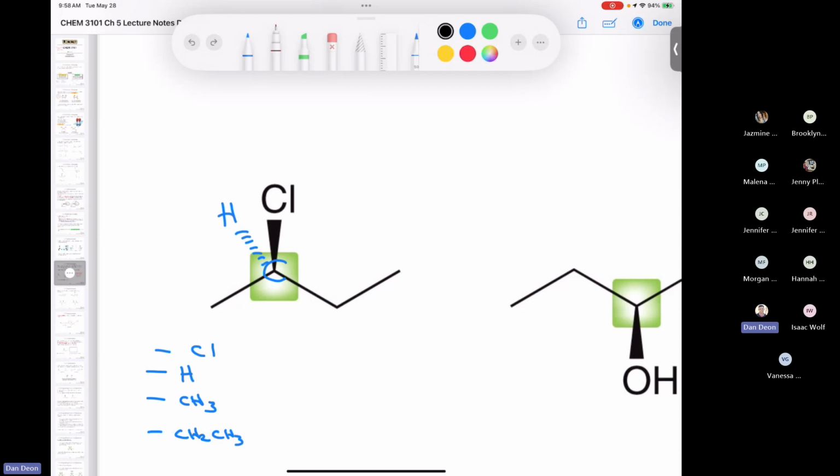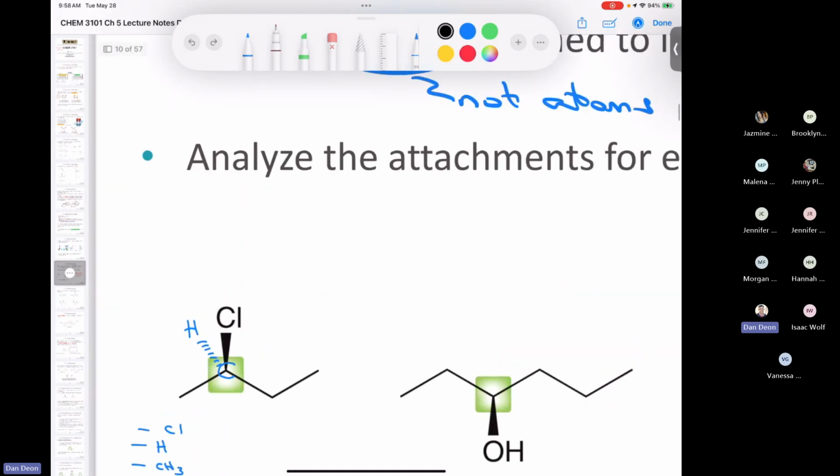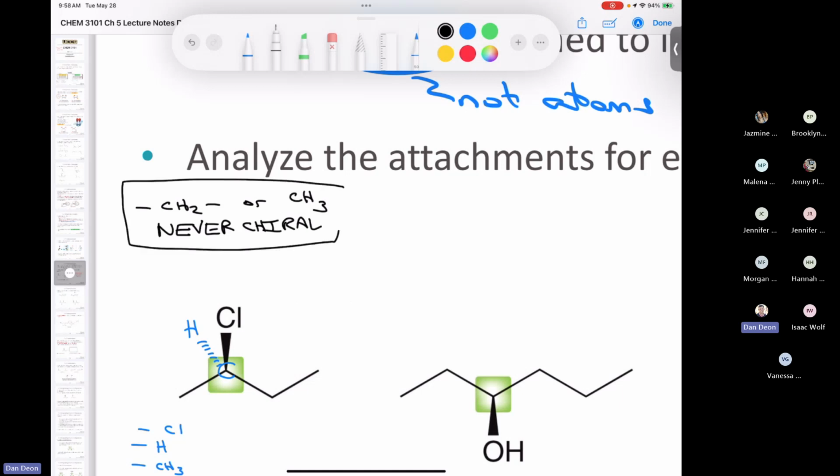Well, I can tell you that if you have a CH2 group or a CH3 group, those are never chiral. It's impossible, right? They're attached to two hydrogens, or at least one of them is attached to three, and those are identical. So if you have a CH2 or a CH3, those are never chiral. So this is not chiral, this is not chiral, this is not chiral, right? You have two CH3s and a CH2.